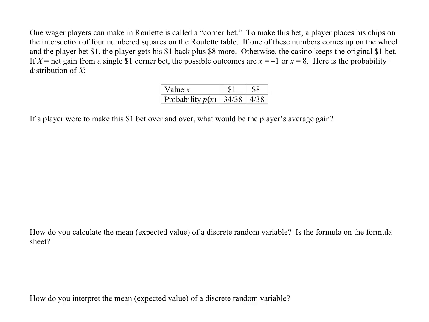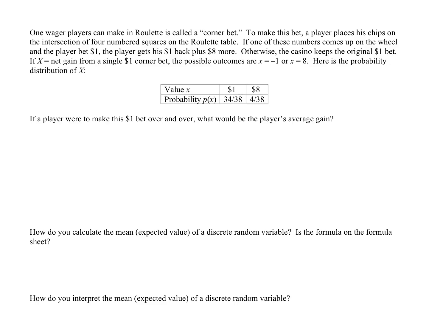Look up here. Thanks. Next thing we need to talk about is when we have these distributions, how do we find the mean and standard deviation, which you guys have already seen a little bit. One wager players can make in roulette is called a corner bet. To make this bet, a player places his or her chips on the intersection of 4 numbered squares on the roulette table. If one of these numbers comes up on the wheel and the player bets $1, the player gets his or her $1 back plus another $8. Otherwise, the casino keeps the original $1 bet.